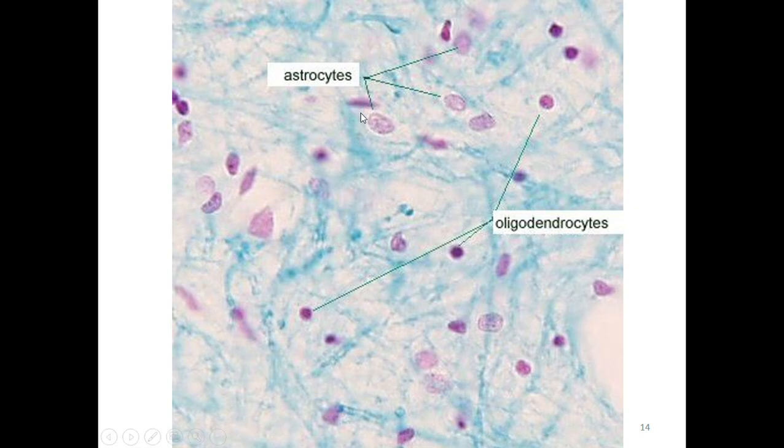Again, we can see here astrocytes and oligodendrocytes. You can compare them. The astrocyte nucleus is bigger than the oligodendrocyte nucleus. Also, the astrocyte nucleus is pale, or you can say the astrocyte nucleus is euchromatin. But when we look at the oligodendrocyte nucleus, it's smaller than the astrocyte's, and it is also a heterochromatin nucleus.